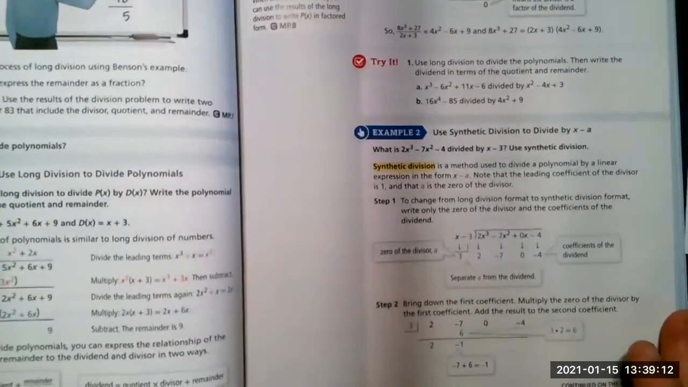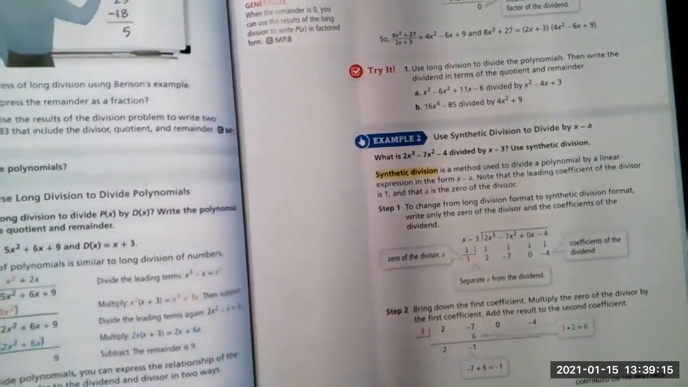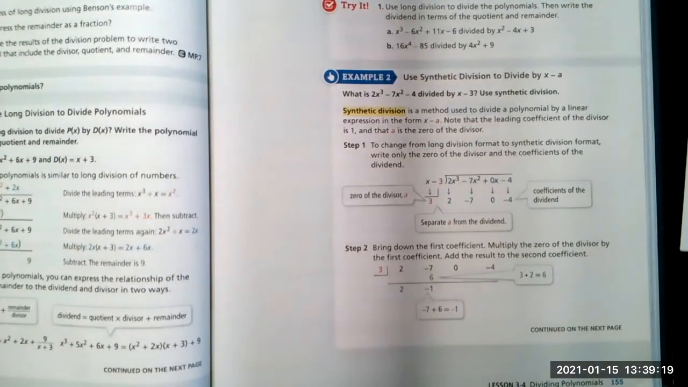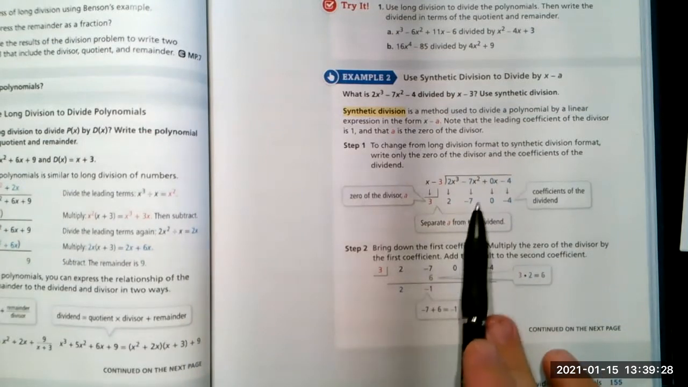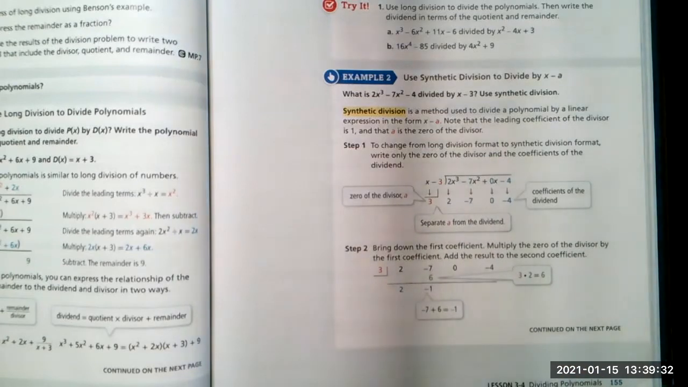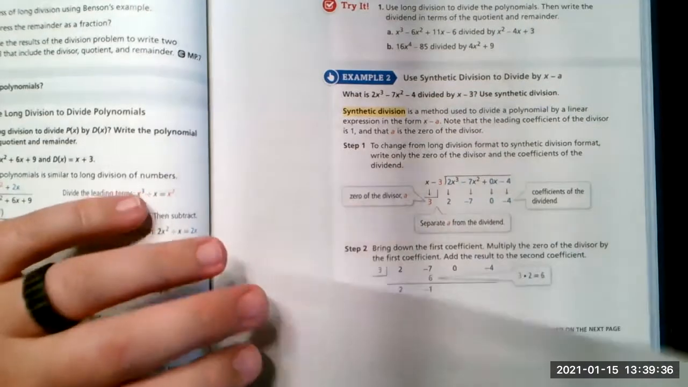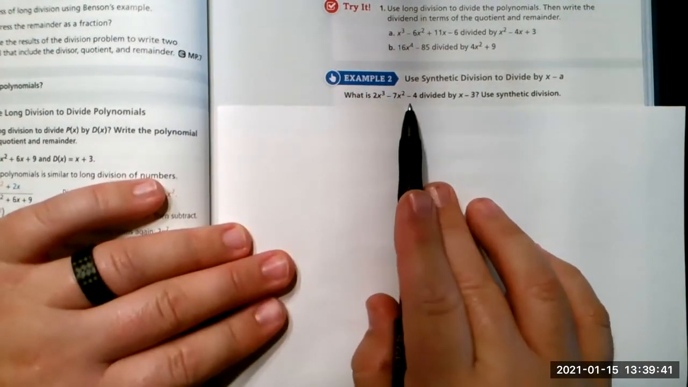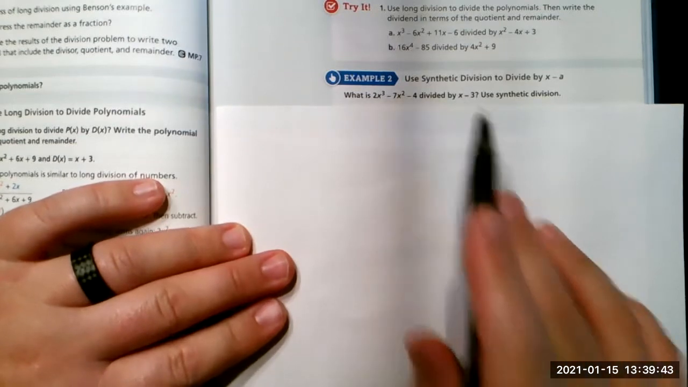Example 2. This is the second division. This is what they call synthetic division. You could see that they're trying to set you up here and show you how this translates from long division to synthetic division. So let me go ahead and get a blank piece of paper and I'll show you what they're talking about here. What is 2x cubed minus 7x squared minus 4 divided by x minus 3?